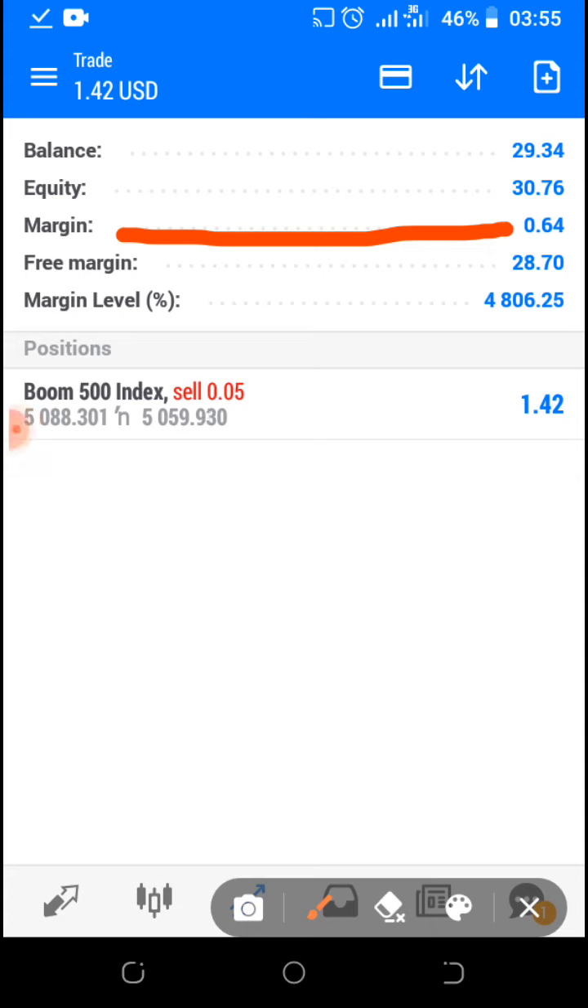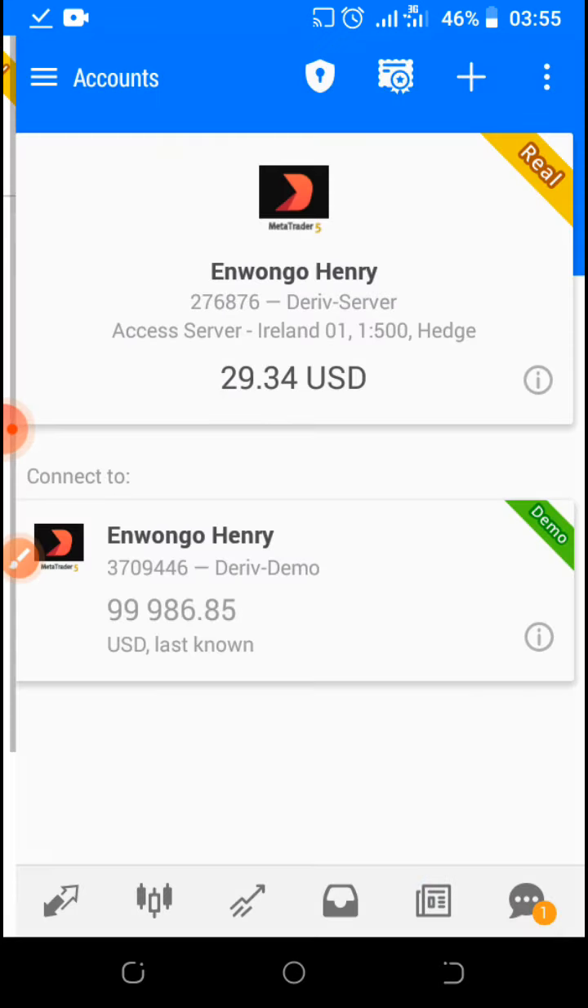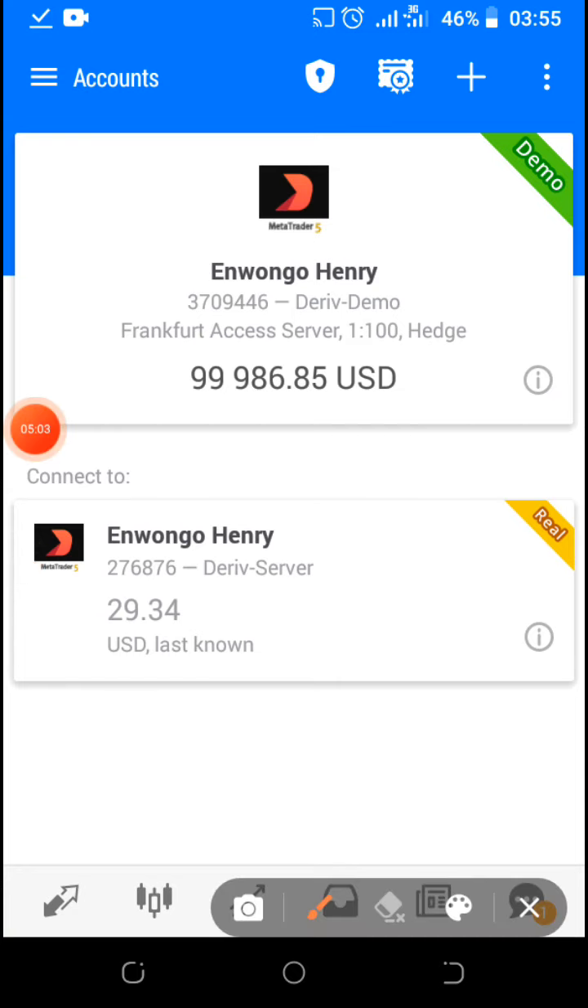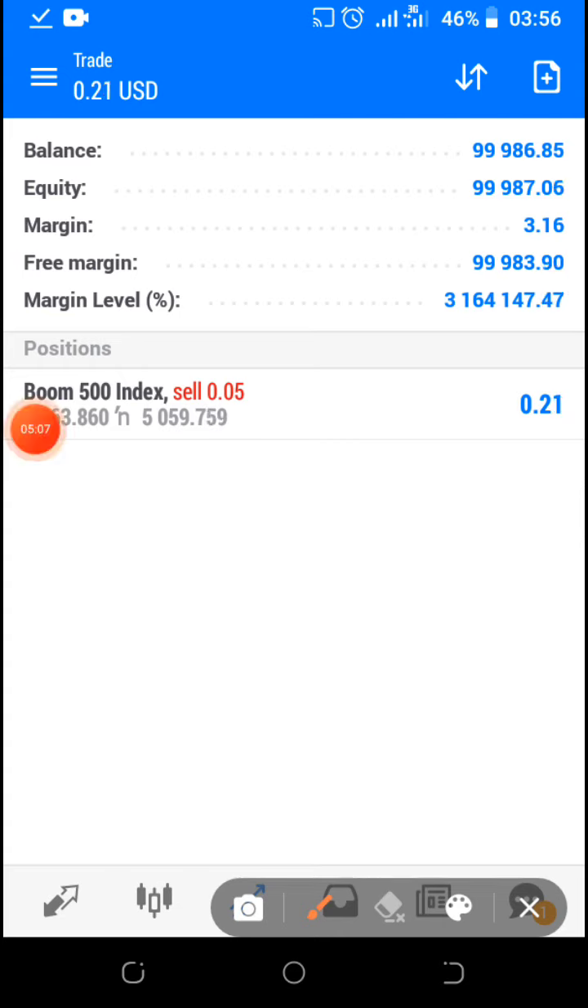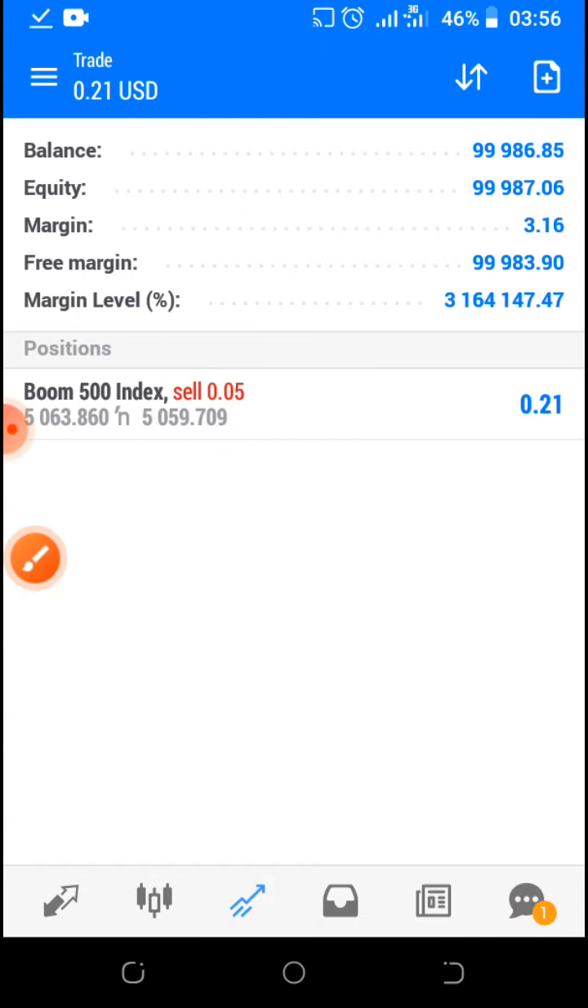This is a real life account, and this trade has run for more than 20 something pips. And I'm still going to take you back to the demo account for you to observe something. Now, let's look at the same Boom 500, same lot size, but look at the margin: 3.16. What is the difference? The difference is in your leverage.